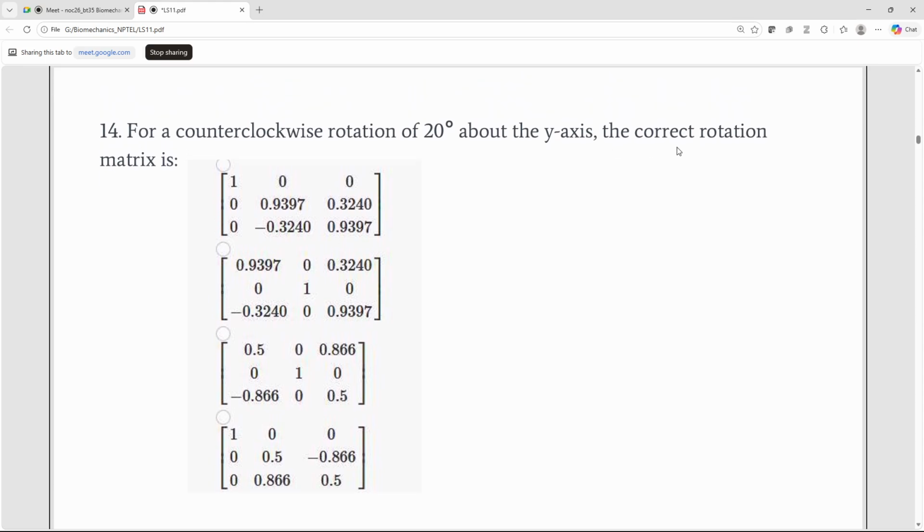Next question. For a counterclockwise rotation of 20 degrees about the y-axis, the correct rotation matrix is which among the following? For a counterclockwise rotation of 20 degrees about the y-axis, the correct rotation matrix is which among the following? Options are option A, B, C, and D.